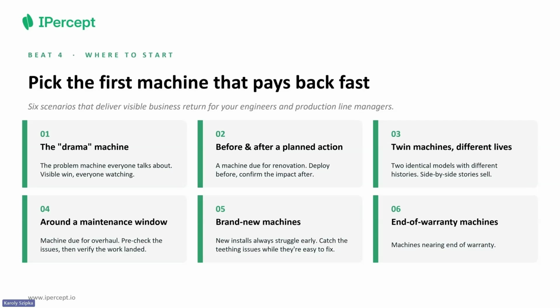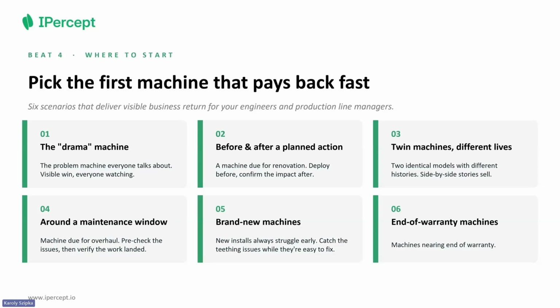And this typically falls back to 6 different options. The first one are drama machines, the machines that everybody knows about in a factory, and they produce a really visible win where everybody is really watching.